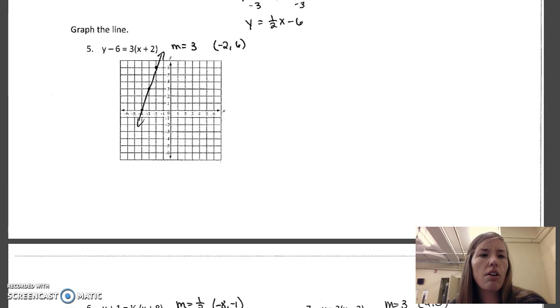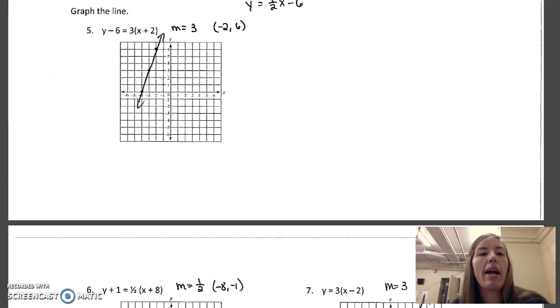Number 6. Oh, no, I skipped. Number 5. You have to graph the line. What you should identify is that its form is in point slope form. So pull out your slope, that would be your 3. Then you need to pull out your point. When you pull out your point, this is your x value, but your x value is going to be opposite of what it looks like, so negative 2. Then you pick out your y value, again, always opposite of what it looks like, so positive 6. Plot this point, negative 2, positive 6. So that's where you start.